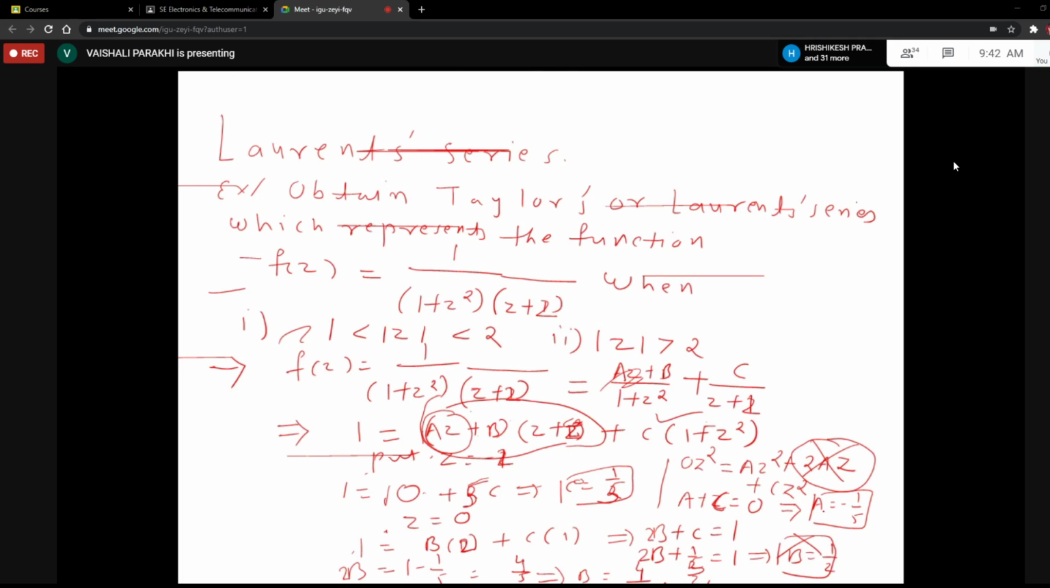Okay. Now let us continue on the next page. Now what we did, we just got values of A, B, and C. So this is the first problem. Is it okay? You can hear, no? Yes, ma'am.